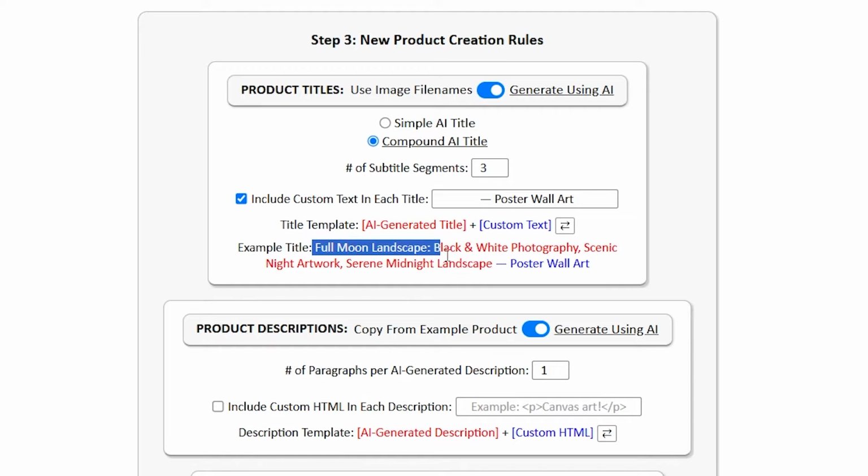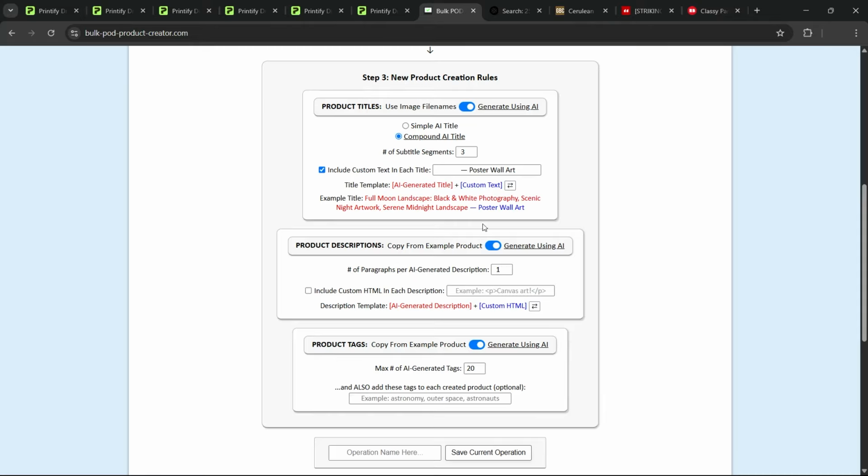And at the end of this video, I'm also going to show you a tool that completely automates the creation of all these SEO-optimized text inputs for all of your products.